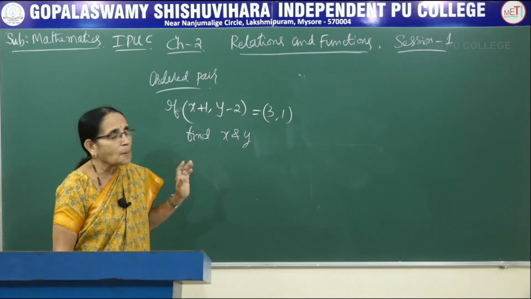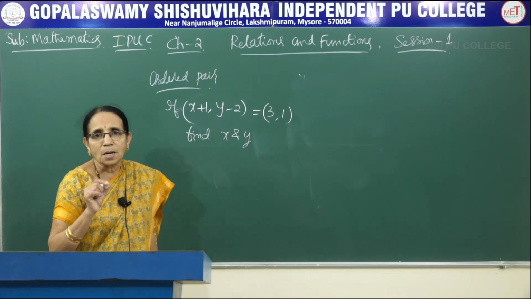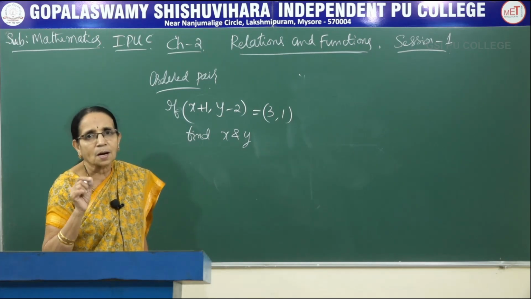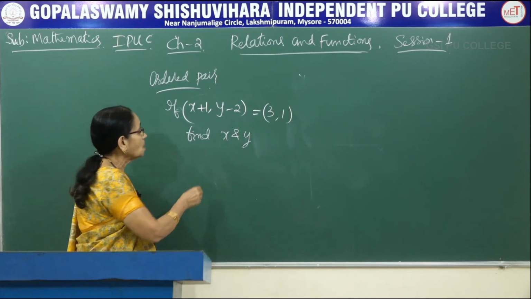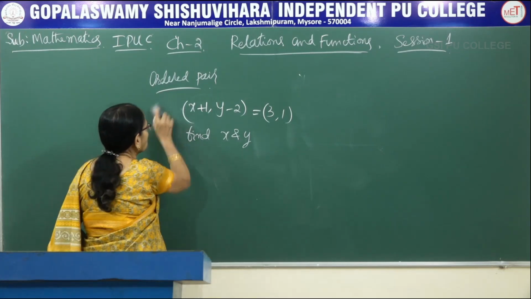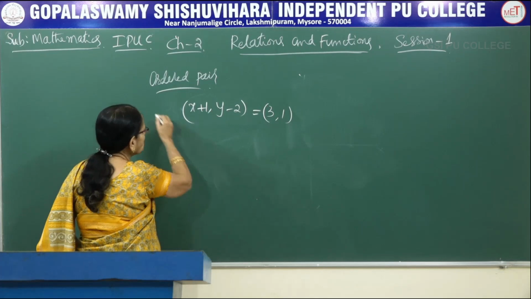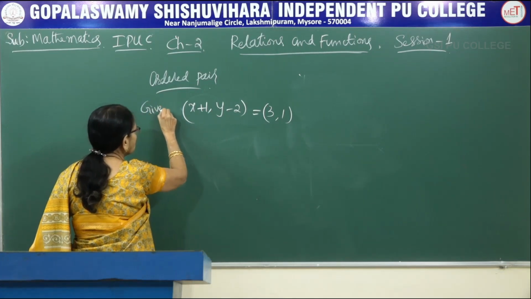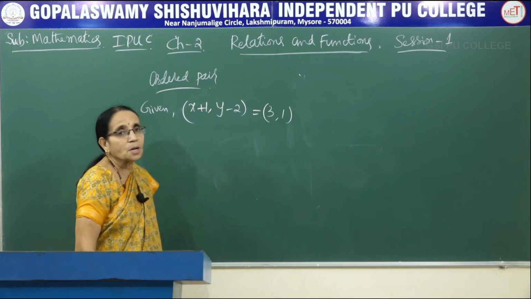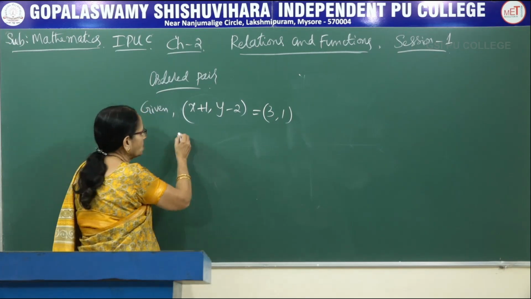What is the condition? The condition is you can equate the corresponding first elements and you can equate the corresponding second elements. So you have to write like this. See, this is a problem that is given. To solve them, you have to start like this. Given x plus 1 comma y minus 2 is equal to 3 comma 1.